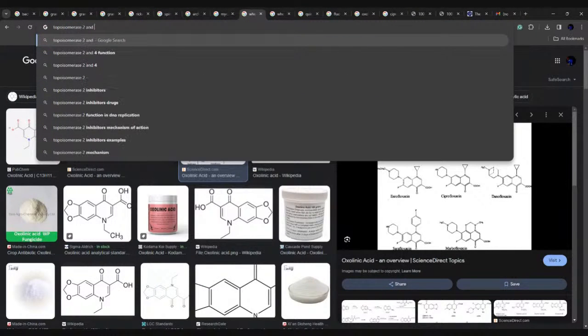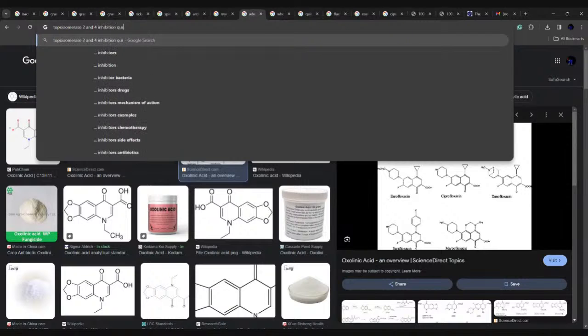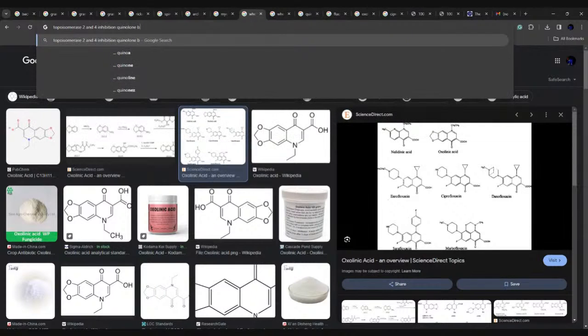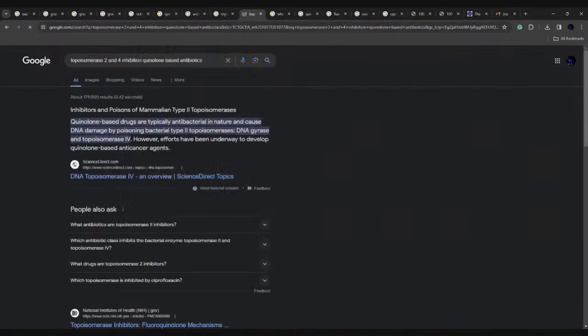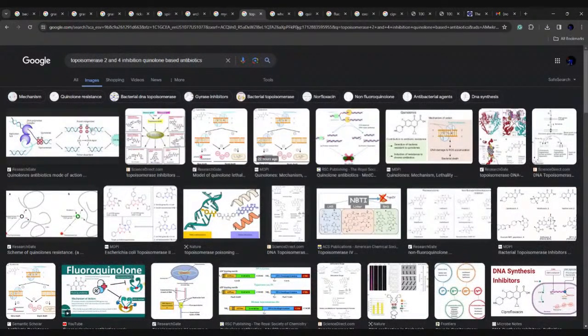Topoisomerase 2 and 4 inhibition, quinolone-based antibiotics. I thought I had this already to read. I guess not. Okay, so let's see if we've got a nice little, here we go.